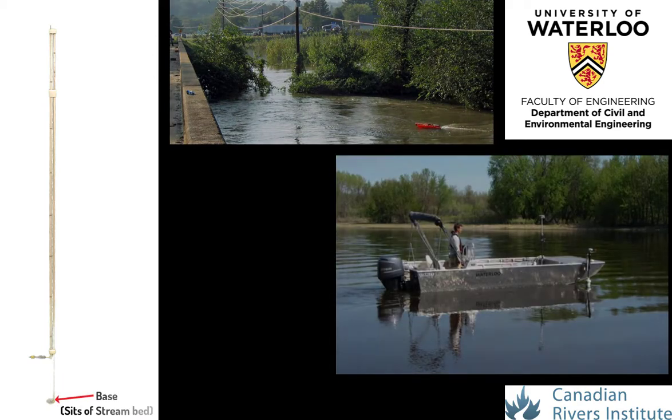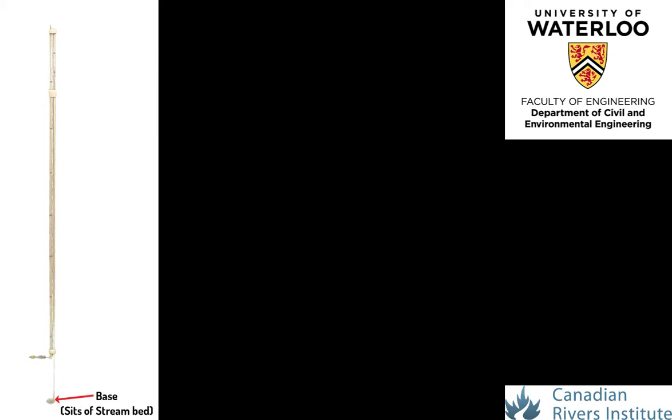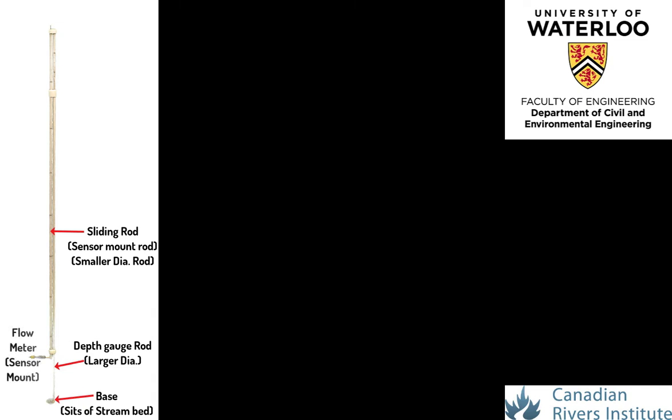The base of the larger diameter rod, known as the depth gauge rod, rests on the stream bed at the desired location along a given cross-section. A second smaller rod, known as the sliding rod, is connected to the depth gauge rod via guides. The base of the sliding rod is furnished with a mount upon which the desired flow meter or sensor is secured.